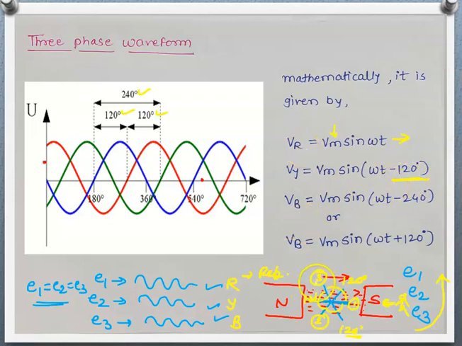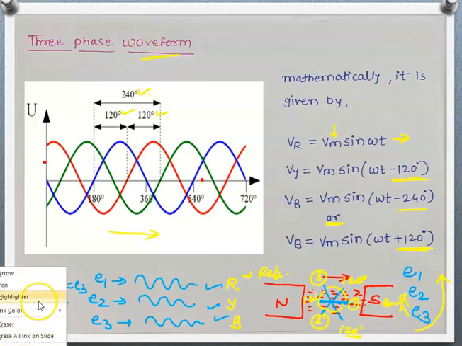Again see here, Vb is lagging behind the first phase by 240 degrees, or we can say it is leading the first phase by 120 degrees. In that way also we can write. So this is the mathematical representation of the three-phase EMF induced. When we plot this graphically, this is called the three-phase waveform.